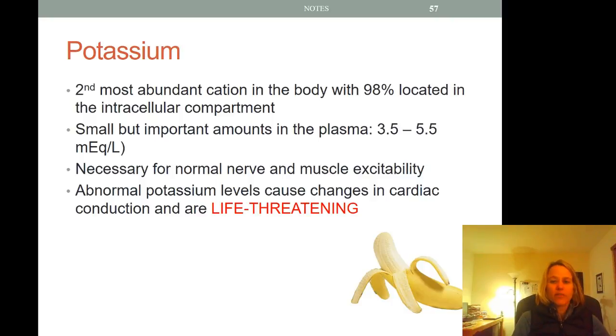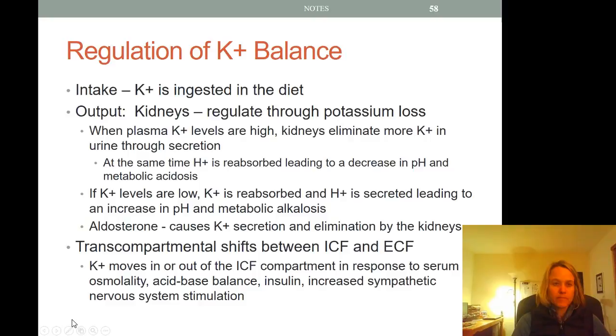Potassium is necessary for normal nerve and muscle excitability. If you remember, potassium is responsible for muscle and nerve repolarization. Abnormal potassium levels cause changes in cardiac conduction and can be life-threatening. So changes in potassium are of particular concern. Potassium is regulated through intake. It's ingested in the diet. Output is through the kidneys, and the kidneys regulate this through potassium secretion or potassium loss.